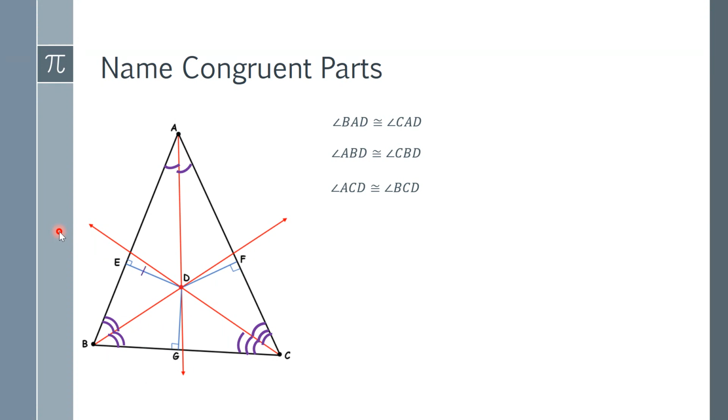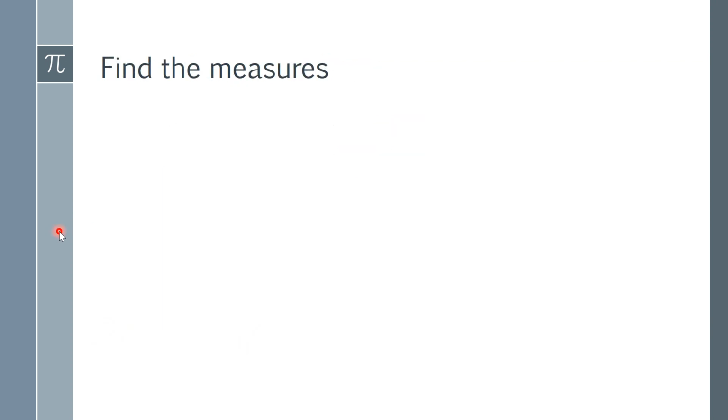We also know that those segments that go out at right angles, those are also congruent because it's equidistant to the incenter. So we can say that segment ED is congruent to segment FD, which is congruent to segment GD. So using that, let's find some measures.